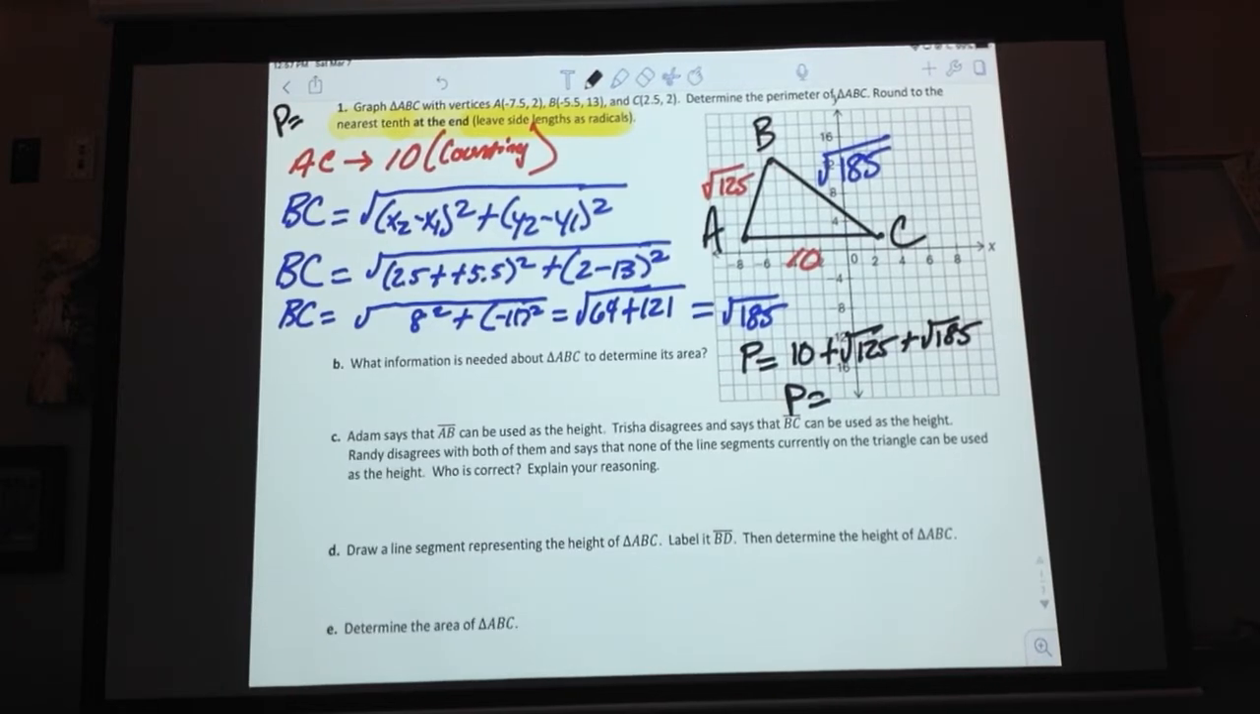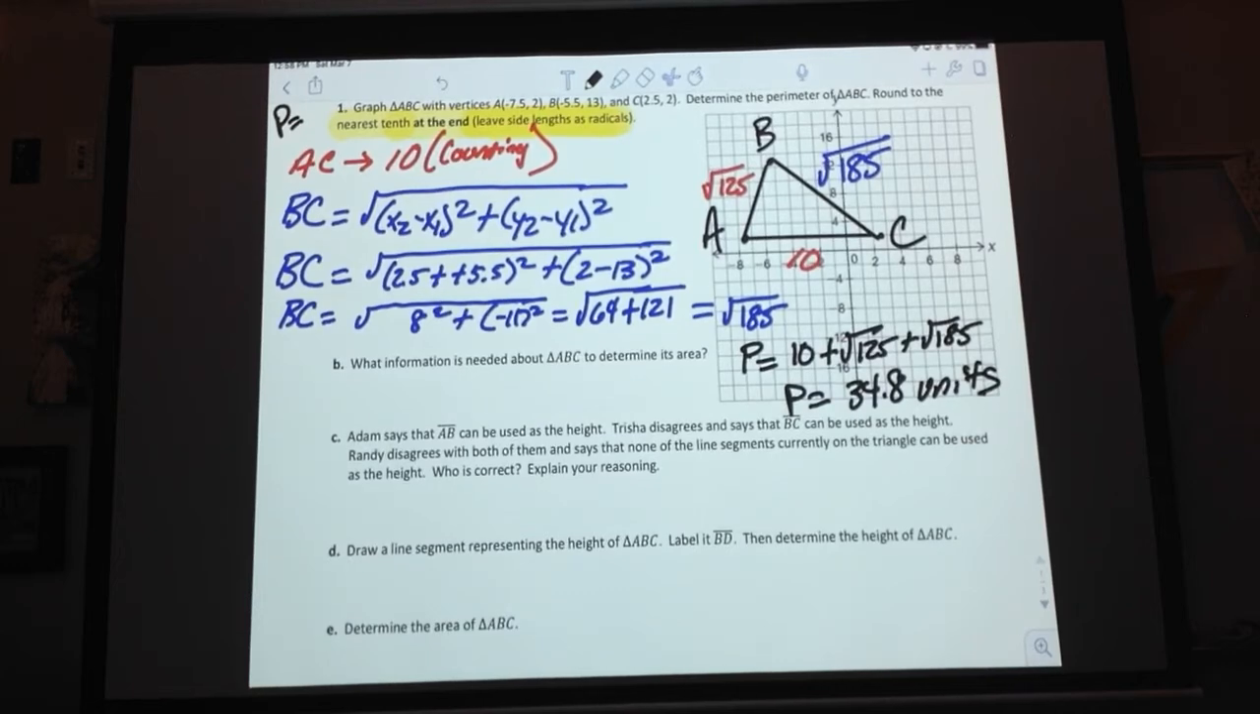I don't need to do anything. I can simply do the nearest tenth. So I can put in 10 plus the square root of 125 plus the square root of 185 into my calculator. Remember, you can find the square root on your calculator by hitting second and the x squared button. So the perimeter is going to be 34.8 when I put that into my calculator. And remember, we are using units as our label as we do this.